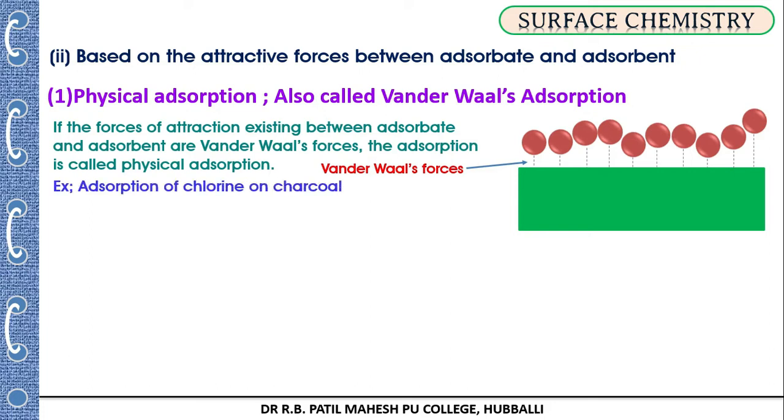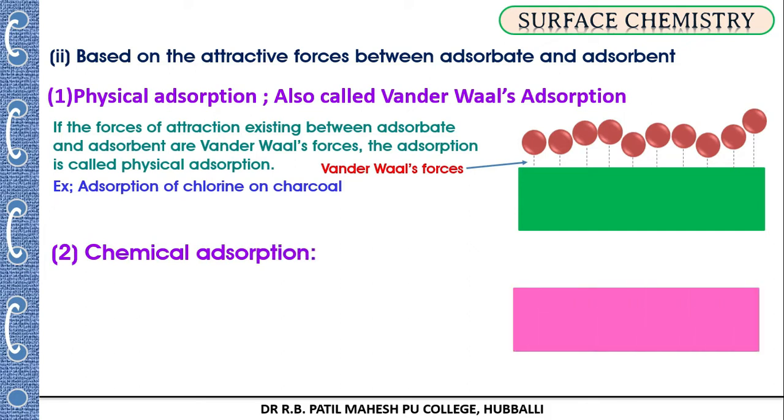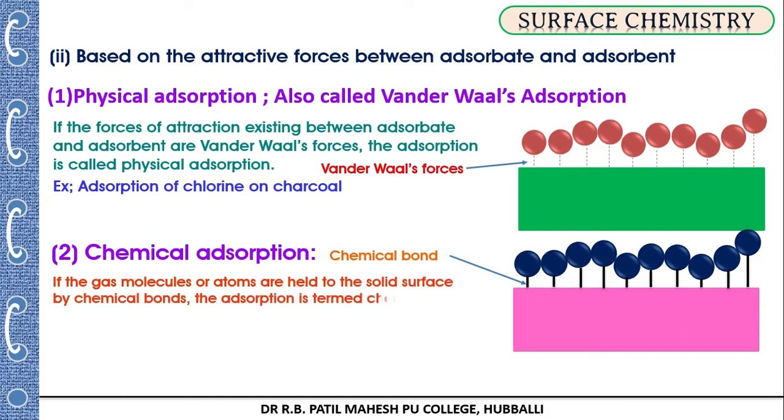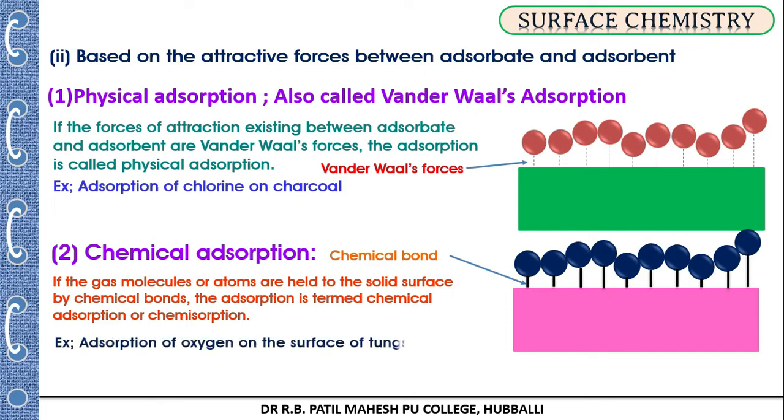The second one is chemical adsorption, also called chemisorption. See here, adsorption takes place due to the formation of chemical bond between adsorbate and adsorbent. So in the case of chemical bond, there exists a strong attractive force in the form of chemical bond between adsorbate and adsorbent. The best example is adsorption of oxygen on the tungsten. When the tungsten is heated, adsorption of oxygen takes place by forming chemical bond and thereby forming tungsten oxide.